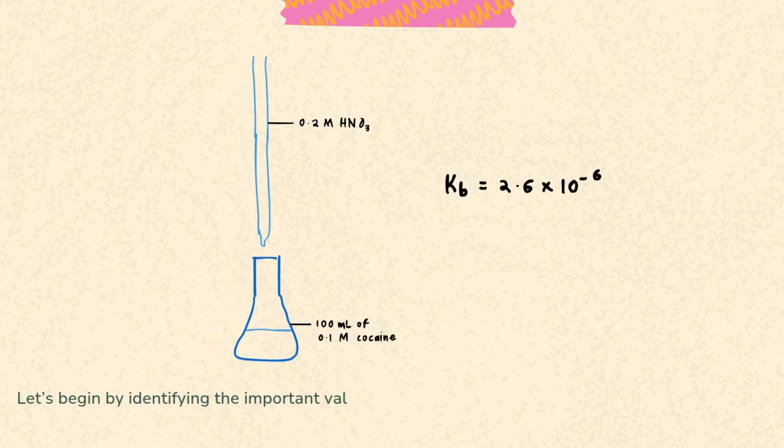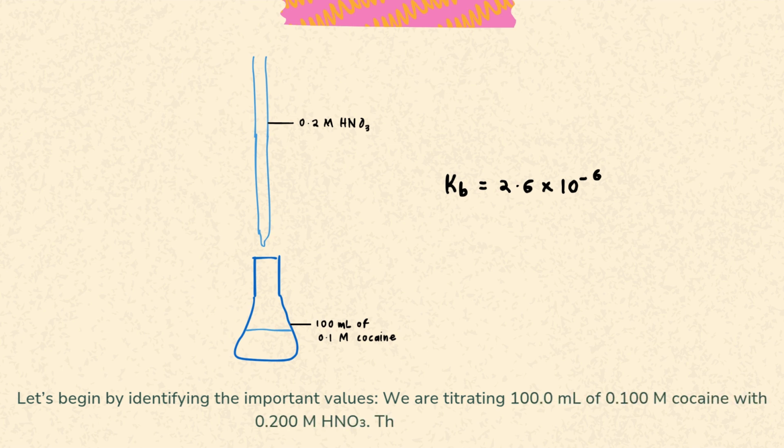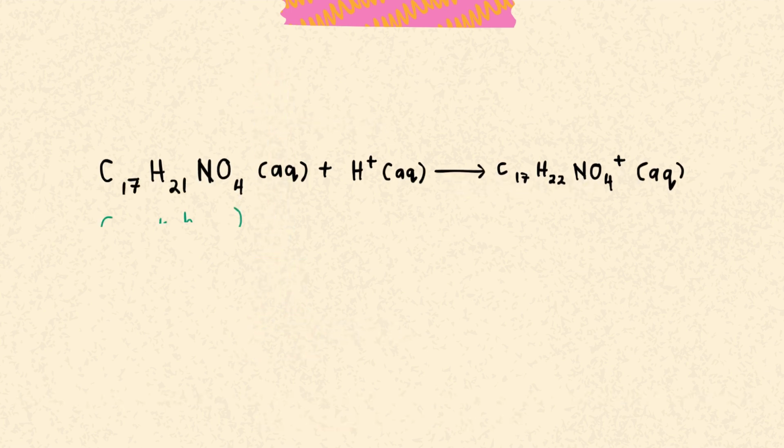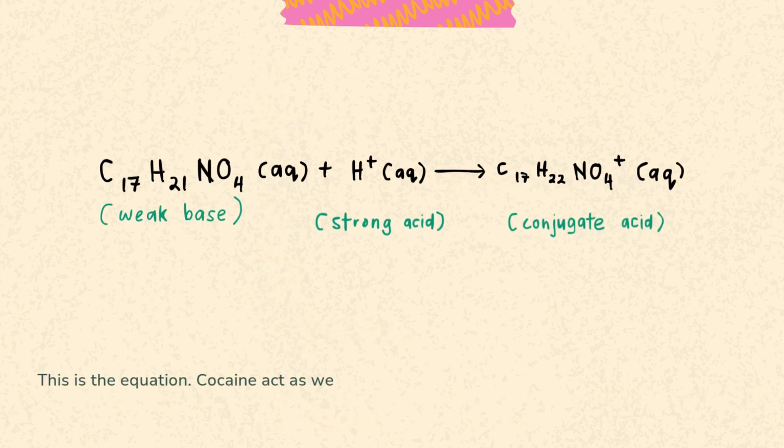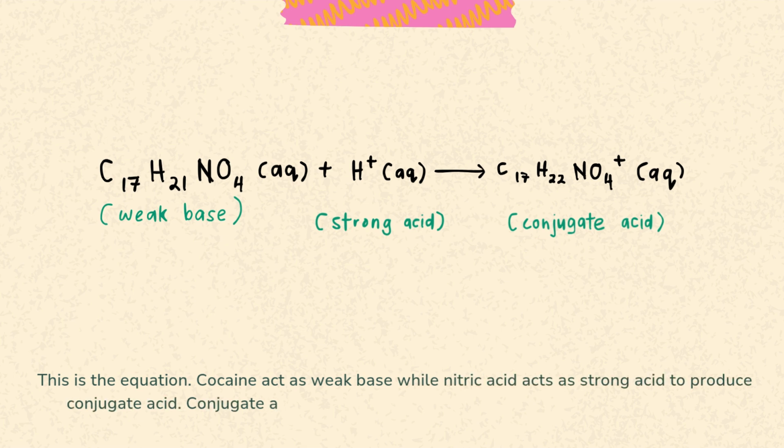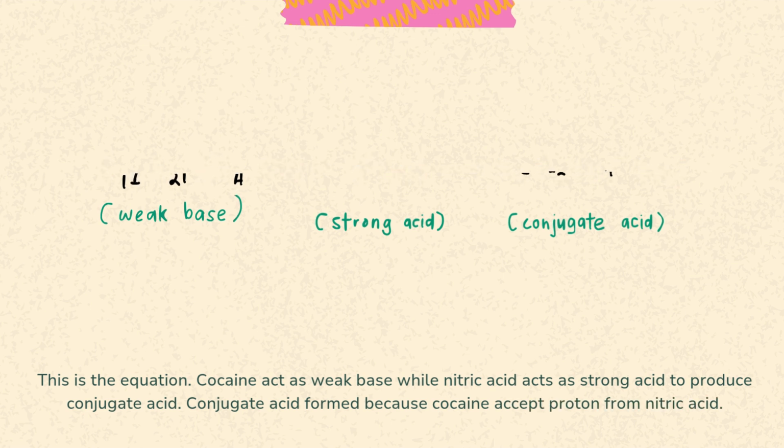Let's begin by identifying the important values. We are titrating 100 mL of 0.1 M cocaine with 0.2 M HNO3. The Kb is equal to 2.6 times 10 to the power of negative 6. This is the equation. Cocaine acts as a weak base, while nitric acid acts as a strong acid to produce the conjugate acid. The conjugate acid is formed because cocaine accepts a proton from nitric acid.